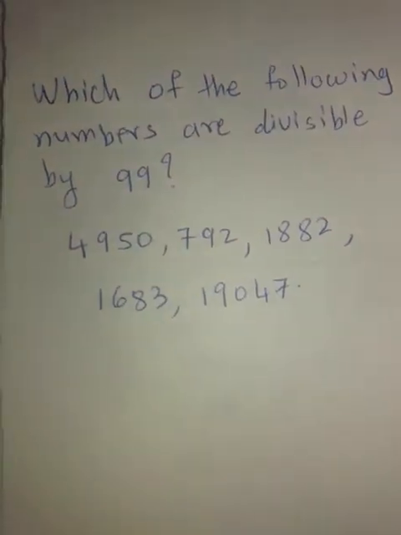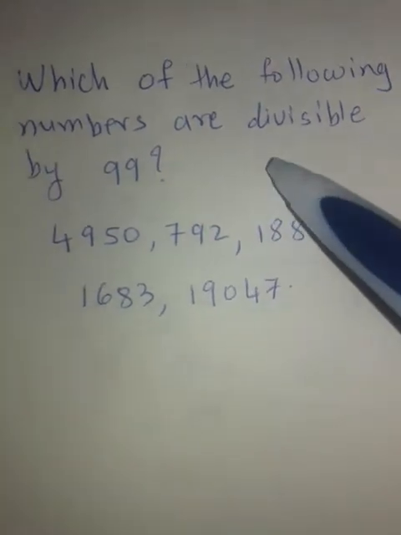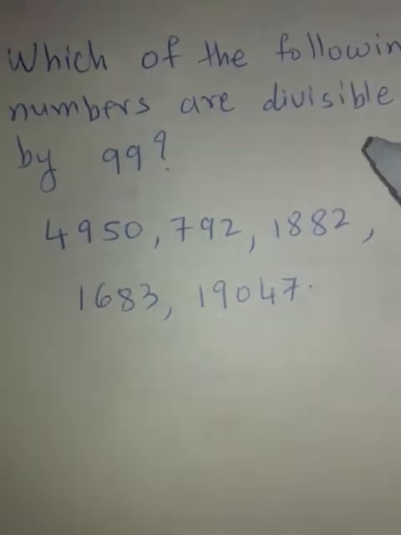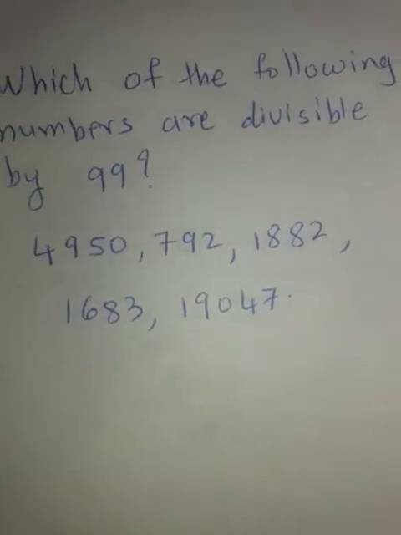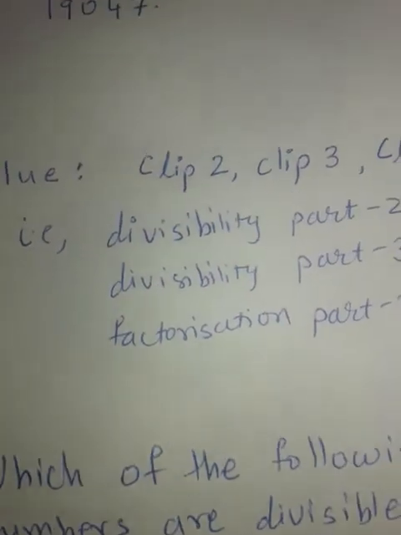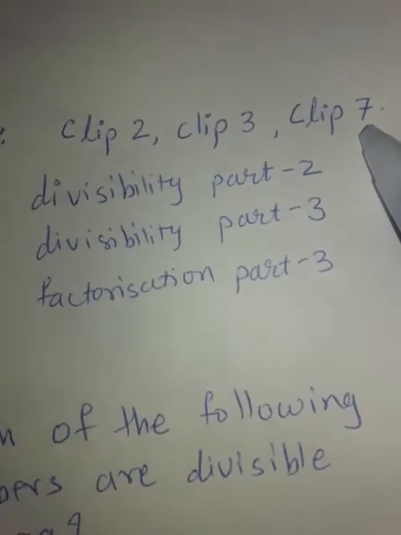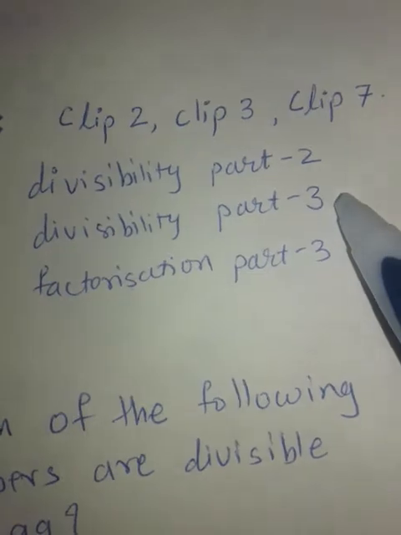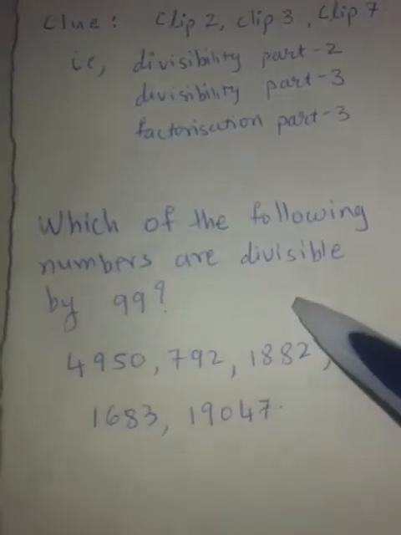So let's talk about the new feature that I'm going to introduce from today in this channel. I'm giving you this question to solve. Let us first read it. Which of the following numbers are divisible by 99? I have given you a list of 5 numbers. You have to tell me which of them are divisible by 99, and your clue is this. Watch clip 2, clip 3 and clip 7 in this channel. They are about divisibility test part 2, divisibility test part 3 and factorization part 3. If you watch these 3 clips, you will be able to answer this.